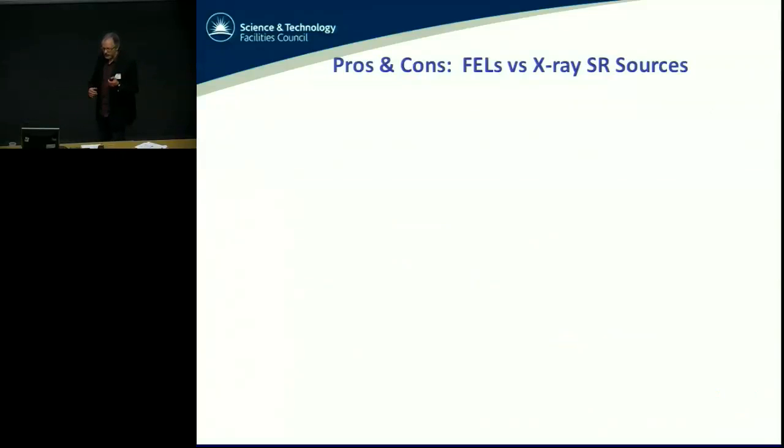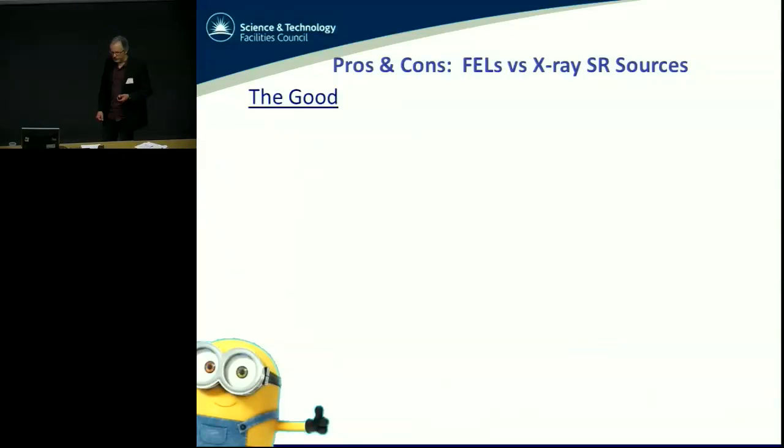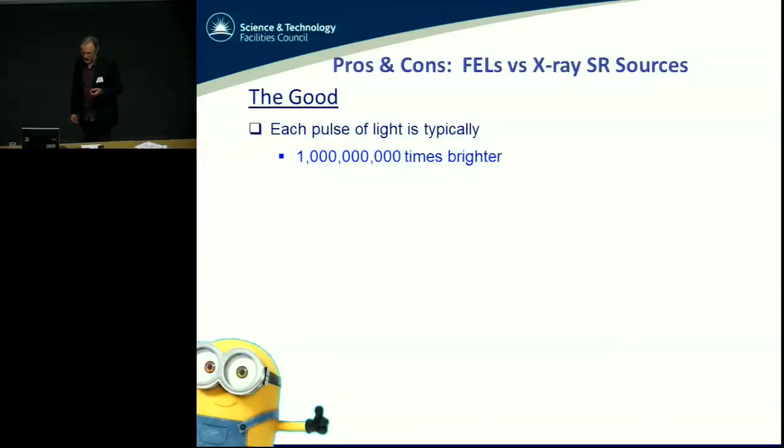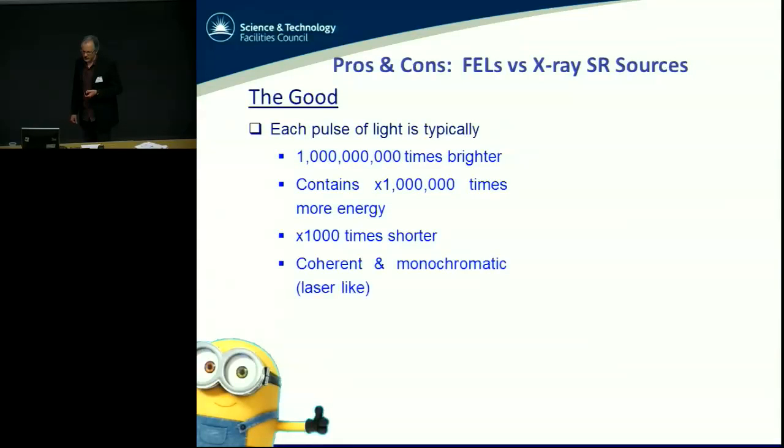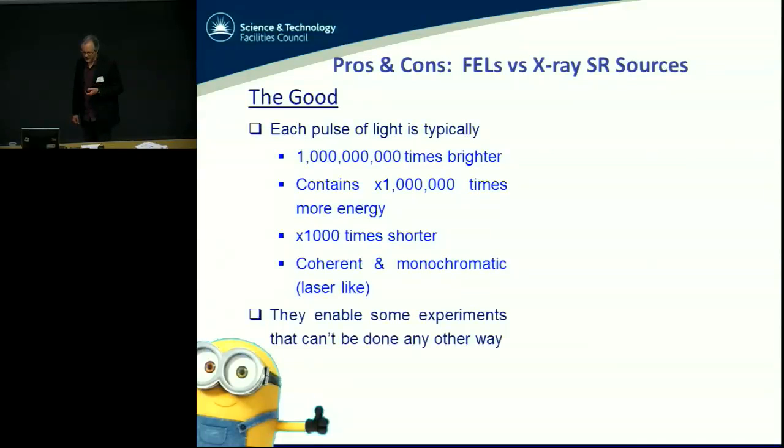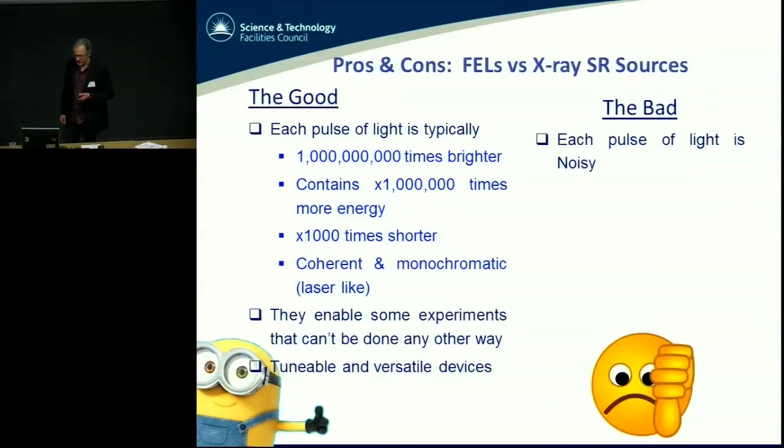So there's quite a lot of information there. Better maybe just to look at the pros and cons. This was from Jim Clark's slide. So each pulse of light is typically 1 billion times brighter, 1 million times more energy, 1,000 times shorter, coherent and monochromatic, very laser-like. And critically, they enable some experiments that can't be done in any other conceivable way on a synchrotron. And they are tunable and very versatile.